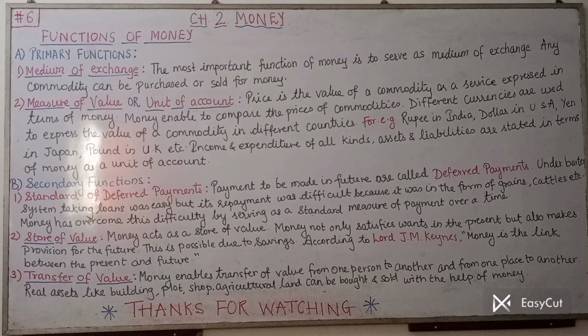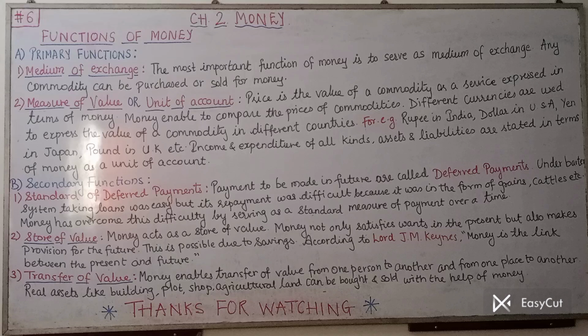While repayment, the problem was that if the trade was in grains, then the quality of grains differs from time to time. If it is cattle, then also the breed or kind of cattle differs. So it was really difficult to repay the loan. But money has overcome all these difficulties by serving as a standard measure of payment over time, because the face value of money remains the same. Suppose we have borrowed today, then while repayment we consider whatever is the interest rate and we can repay. So money has removed all the difficulties, all the obstacles in the trading transactions. First function is over, that was standard of deferred payments.